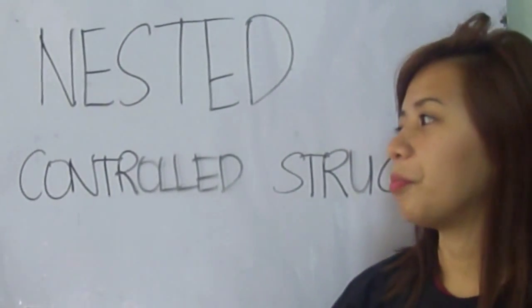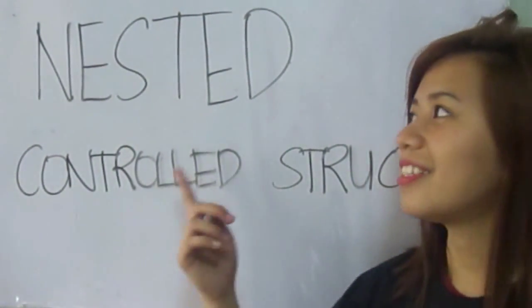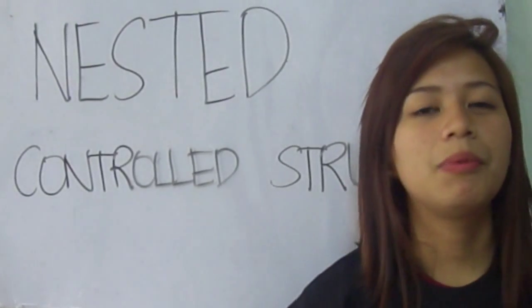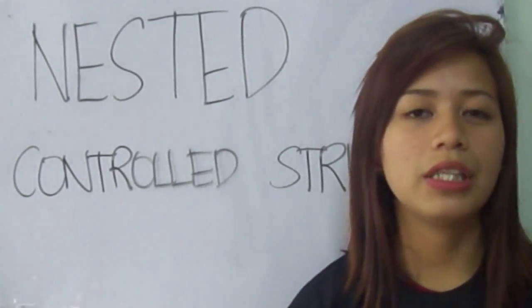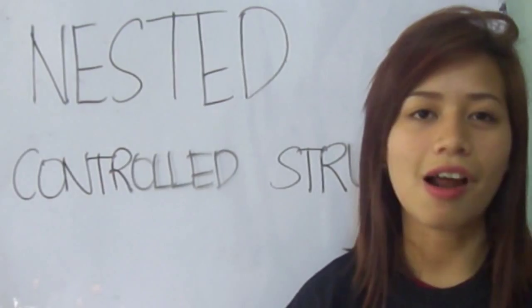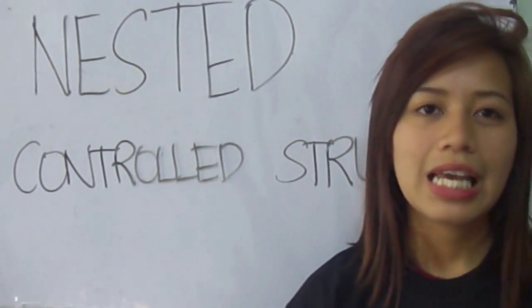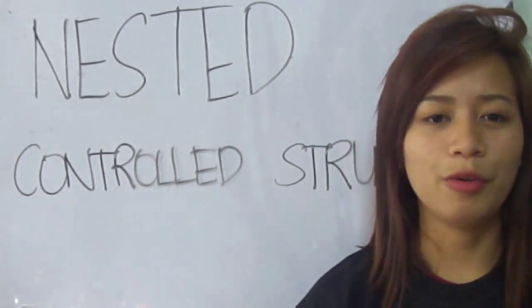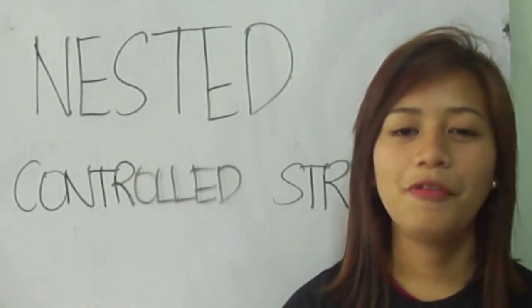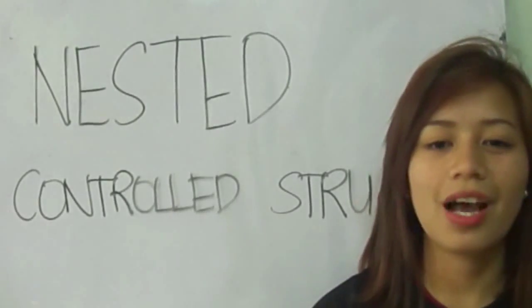Here's the other type of control structure: the nested control structure. It provides new power, subtlety, and complexity. In this structure, if else and switch structures can be used within a while loop. And also, for loops can be found within other loops.